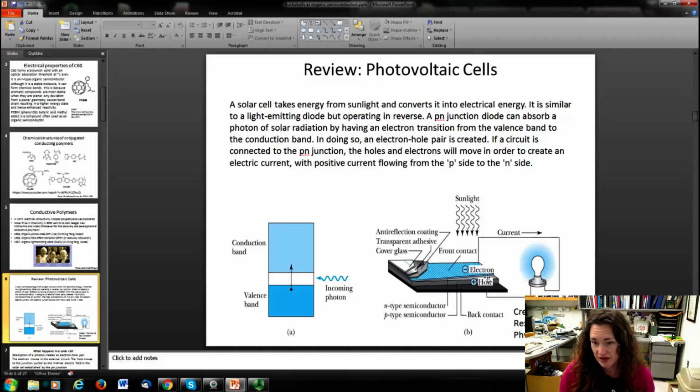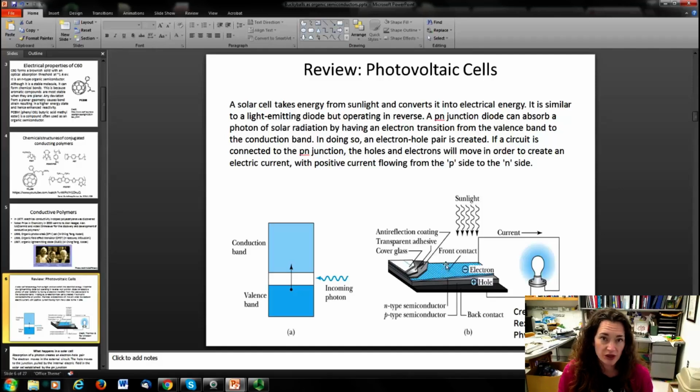And then underneath that is sort of a sandwich of an N-type semiconductor and a P-type semiconductor, usually doped silicon, silicon that's doped to be N-type and silicon that's doped to be P-type. And then they have a back contact on there. So this p-n junction sandwiches here.